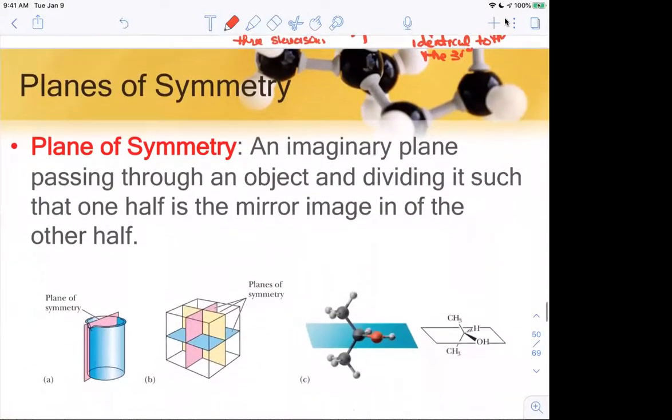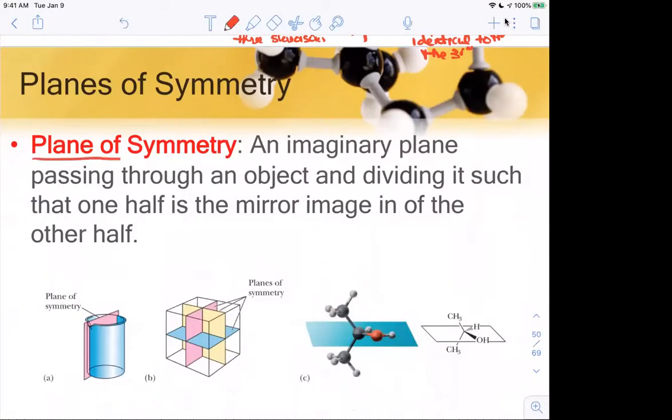To find meso compounds, I'm going to look for internal planes of symmetry. An imaginary plane that passes through an object and divides it such that one half is the mirror image is what I'm looking for. That's a plane of symmetry. So for example, if I have a cylinder, and I put this pink plane in there, one half reflects the other. When I have cubes, I have, in this example, 3 different planes of symmetry. The yellow plane of symmetry, the pink plane of symmetry, and the blue plane of symmetry.